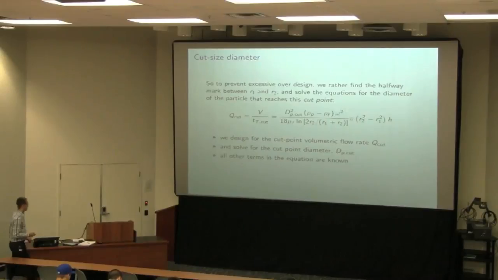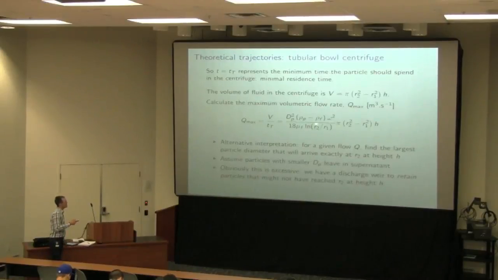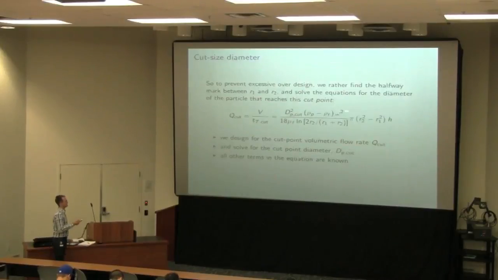We compare the equation for Q max versus Q cut. In the denominator here we have log of R2 over R1, and here we just have the log of twice R2 divided by R1. So it's a very slightly different formula. And in fact, this denominator here will be smaller, and so as a result, Q cut is a larger value.